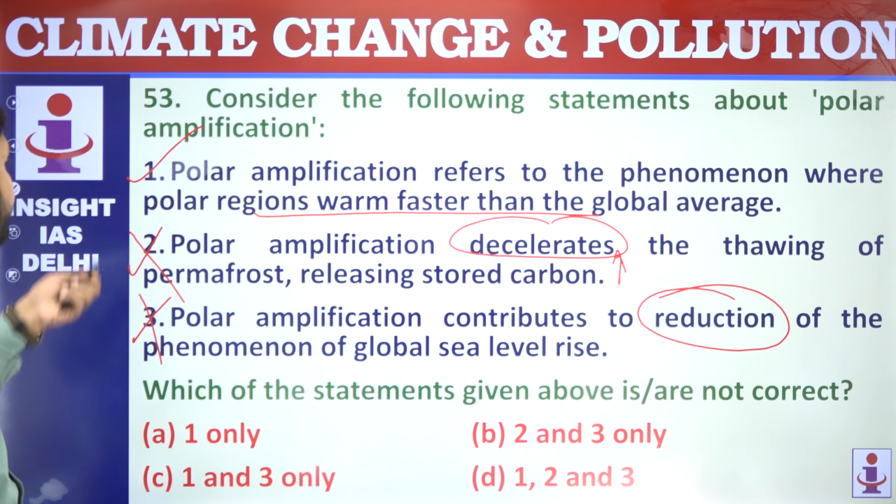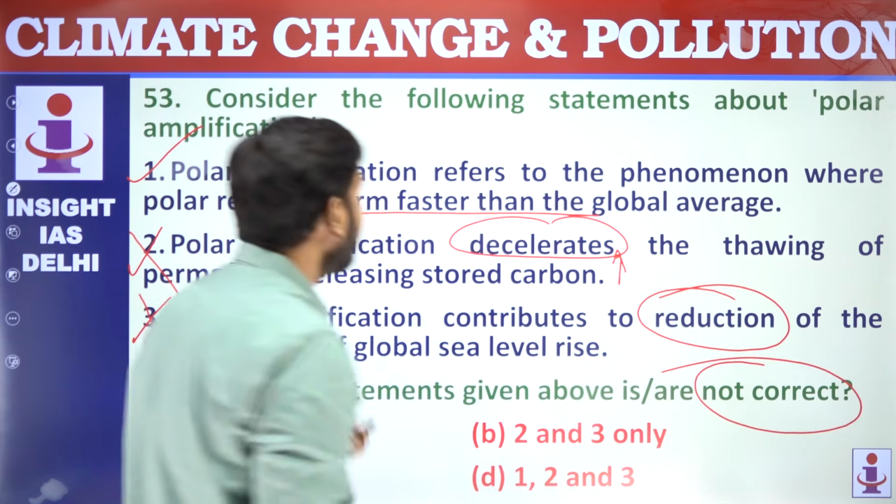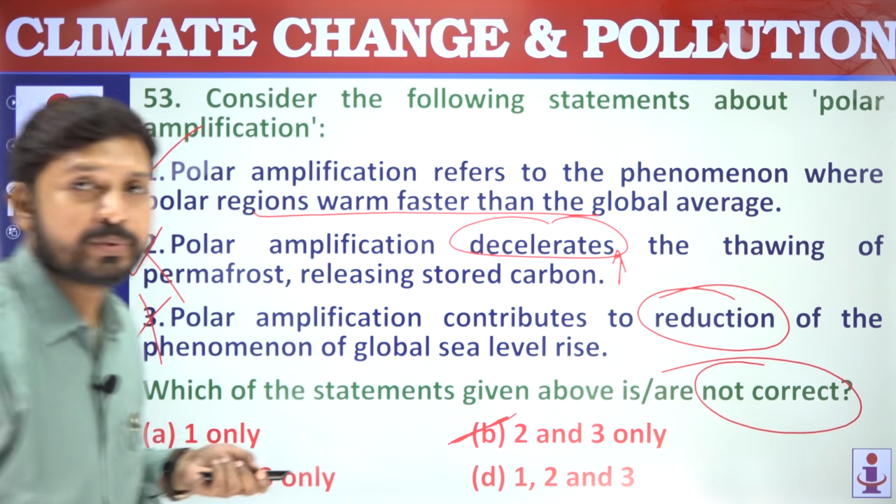So 2 and 3 are wrong, first one is right. So what they are asking, not correct. So once again they are asking not correct, 2 and 3. So where are the 2 and 3? Yes, B option is the right option for us.